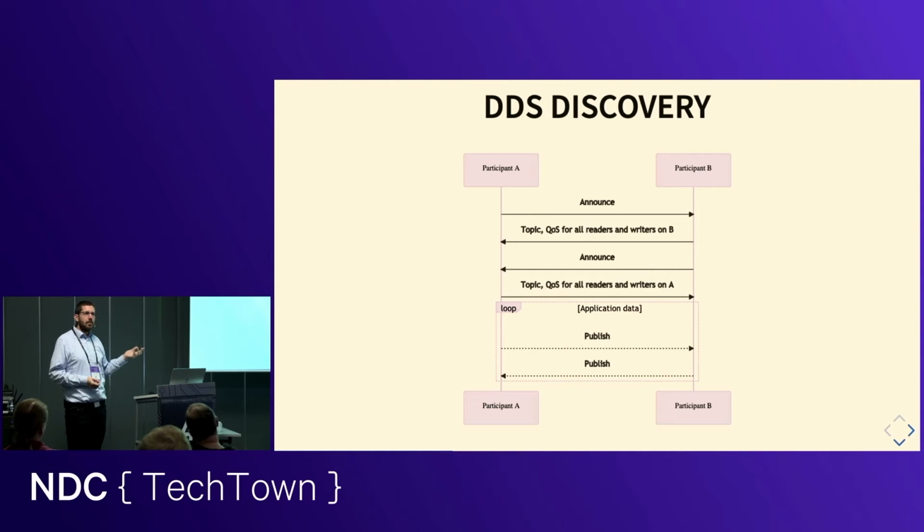I'll start sending those to B because B is interested. And B on his side will see that I'm subscribing to a topic for coordinates, and participant A is publishing that. So I'll start subscribing to this. I'll make the internal structures ready to receive data from A.